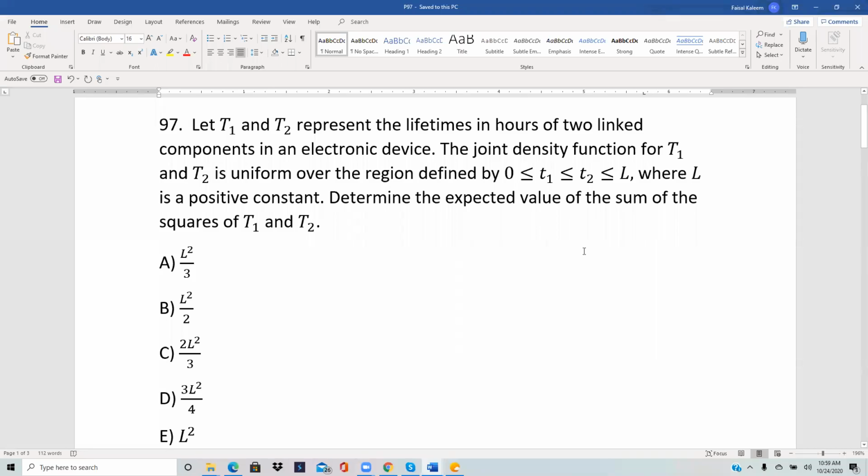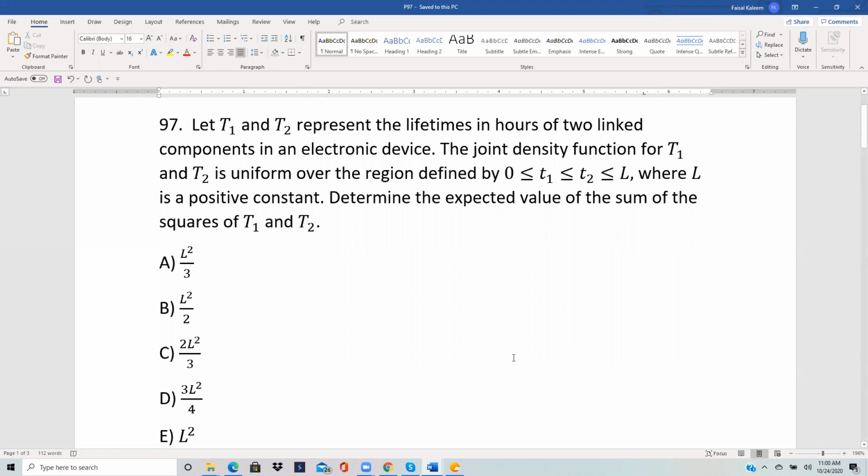Let T1 and T2 represent the lifetimes of two linked components in a device. The joint density function for T1 and T2 is uniform over the region T1 is less than T2 is less than L and everything positive. Determine the expected value of the sum of squares of T1 and T2.